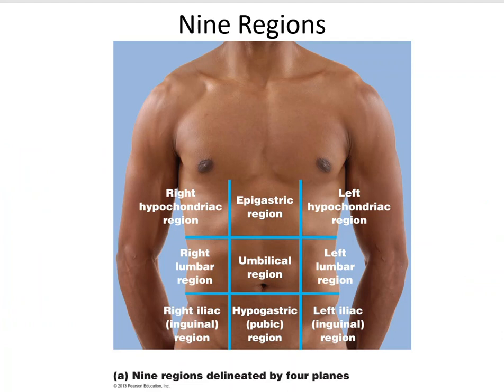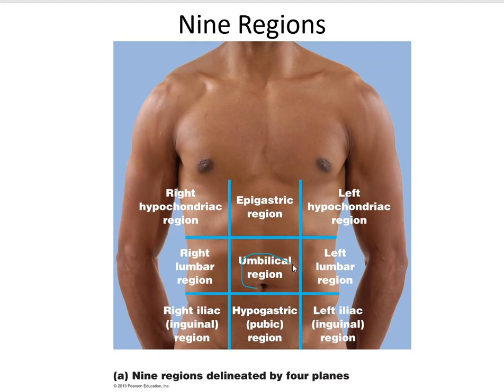Okay, this is a special surface anatomy that pertains only to the abdomen. This is a 9-region surface, 9 regions of the abdomen. Generally, this is not actually used in the hospital. It's merely used by anatomists, but we have to learn it because it's a school.